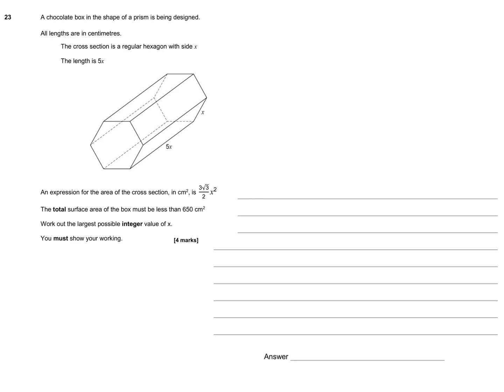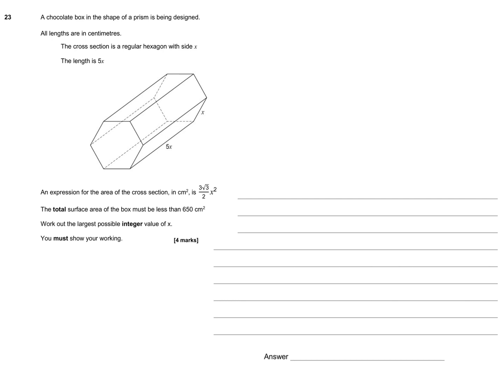Question 23. On first inspection, this one looks kind of terrifying, but the more I looked at it, it's actually not as crazy as it seems. A chocolate box in the shape of a prism is being designed. All lengths are in centimeters, and the cross section is a regular hexagon with side x. The length is 5x. Sorry, just looking at the picture again. So it kind of looks like a Smarties tub. That's all I can think about at the moment.